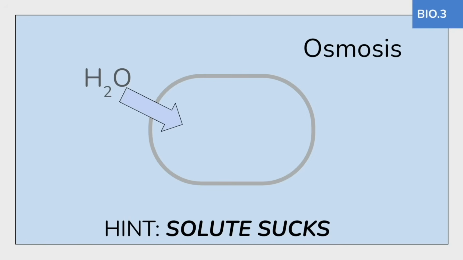So another type of cell transport, which is a type of diffusion, is osmosis. And this is specifically the movement of water from a high concentration to a low concentration. H2O for water, O for osmosis. A hint to get this right is to think about the phrase solute sucks. So let's talk about what that means.